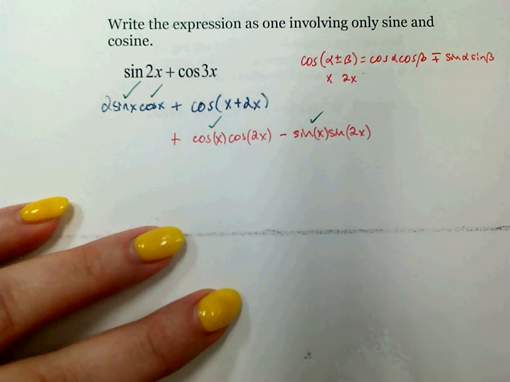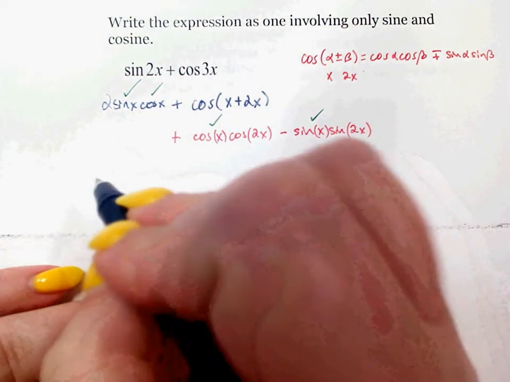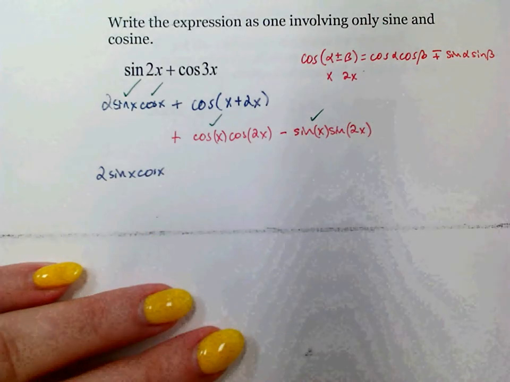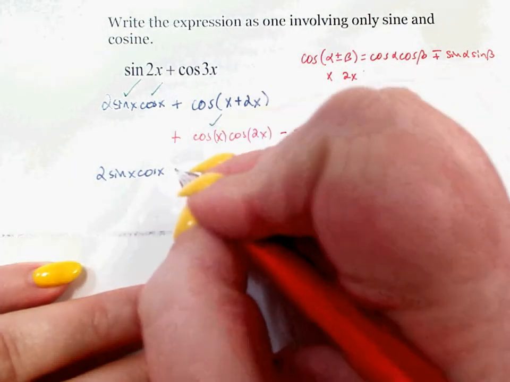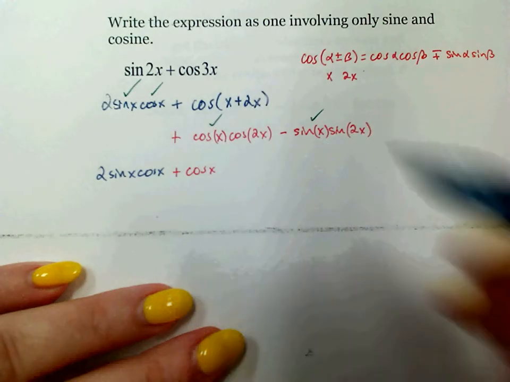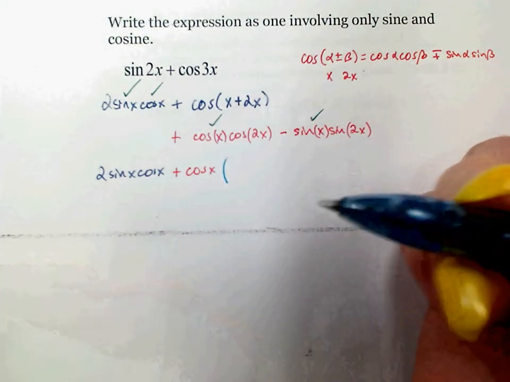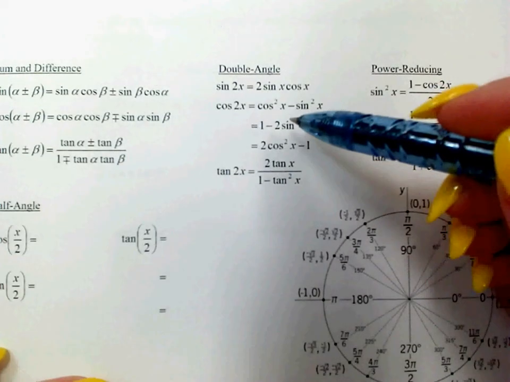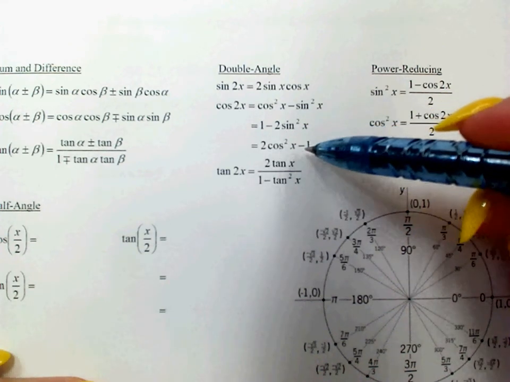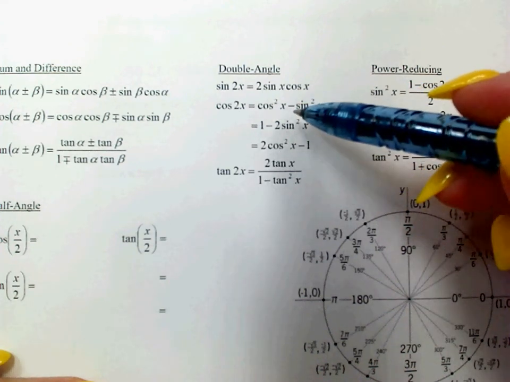So I'm going to have 2 sine x cosine x plus cosine x times, and here's where we're going to do a replacement. Now, truly it's up to you on cosine 2x because cosine 2x has 3 options. You can do cosine squared minus sine squared, you can do 1 minus 2 sine squared, you can do 2 cosine squared minus 1. I'll go ahead and do the first one because it's there, but it didn't really matter.